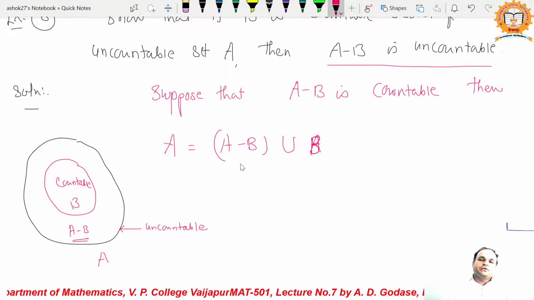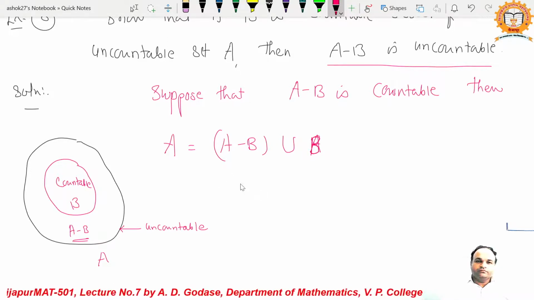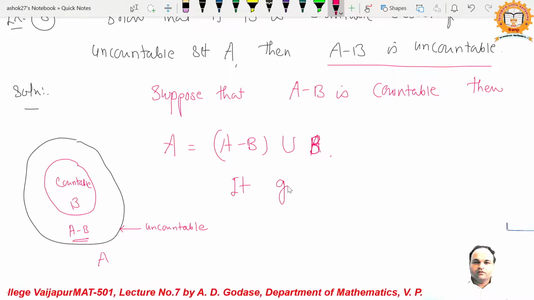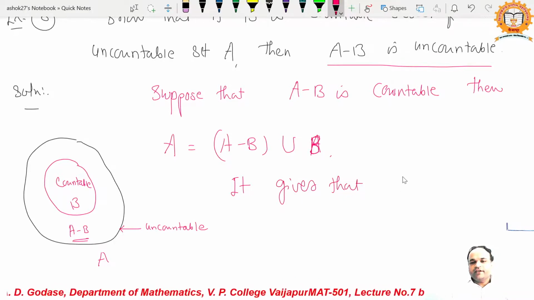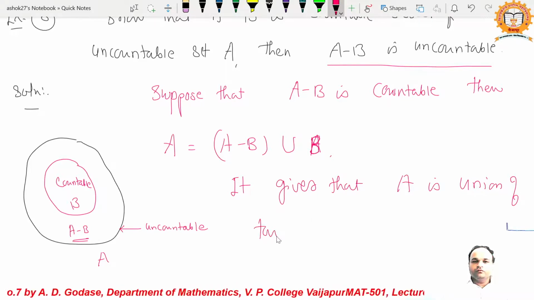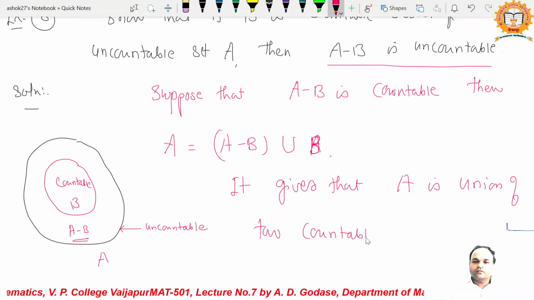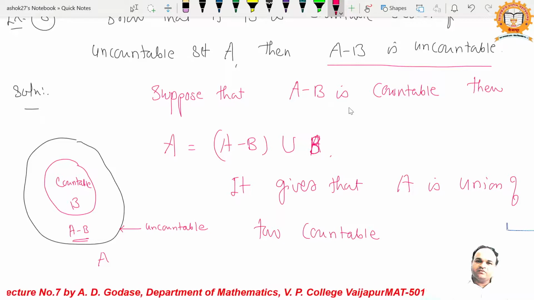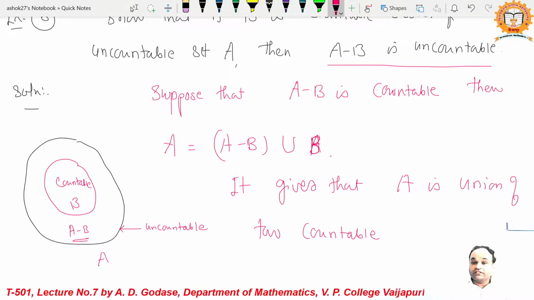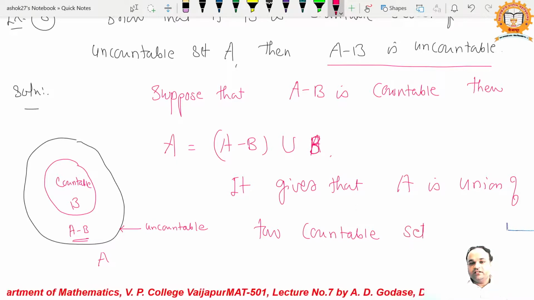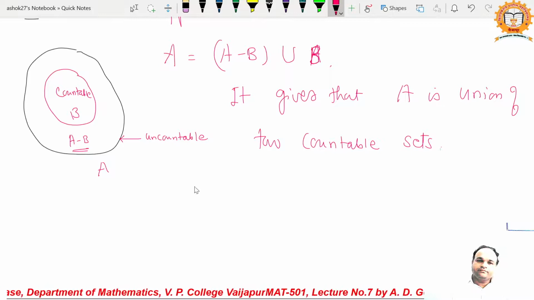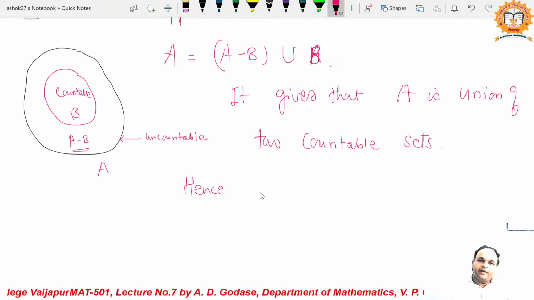Capital B is already countable, that is what we have been given. It gives that capital A is a union of two countable sets. Already B is countable, and we assumed that A minus B is also countable. So naturally capital A will be a union of two countable sets, and naturally it will be countable. A countable union of countable sets is countable. Hence capital A is countable.